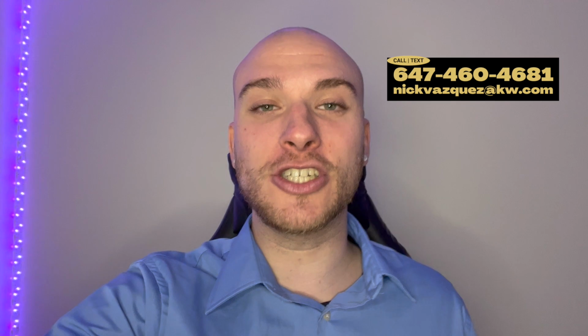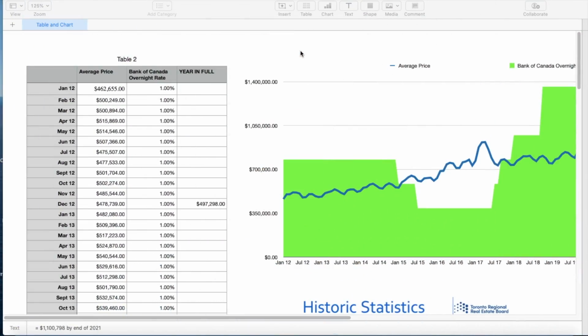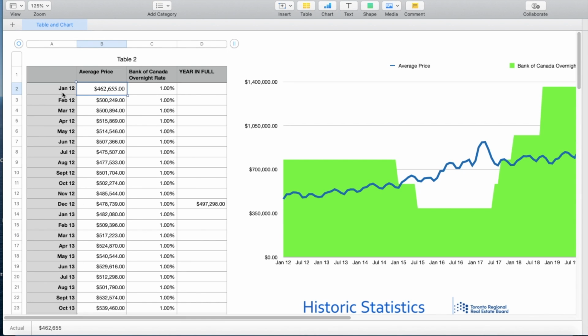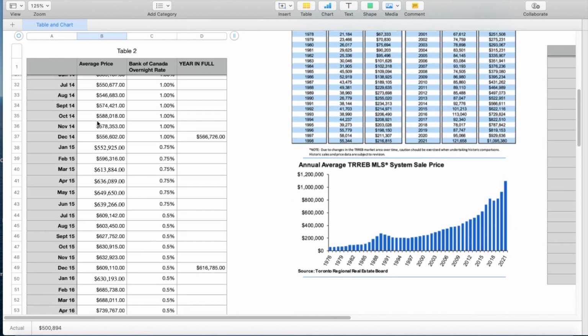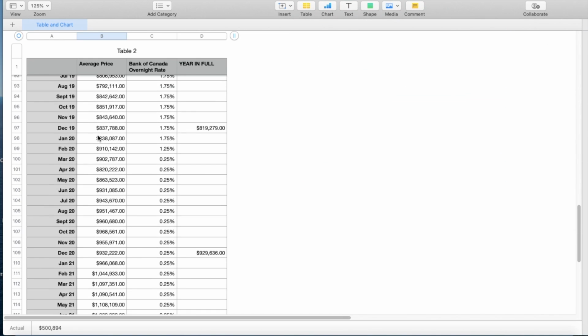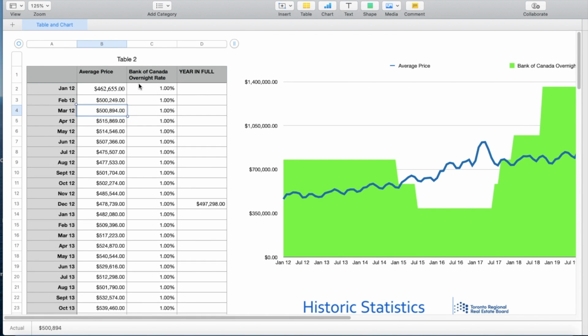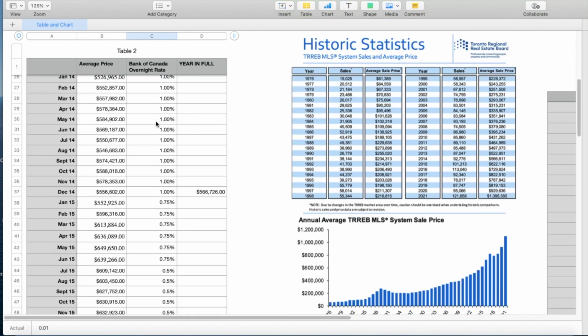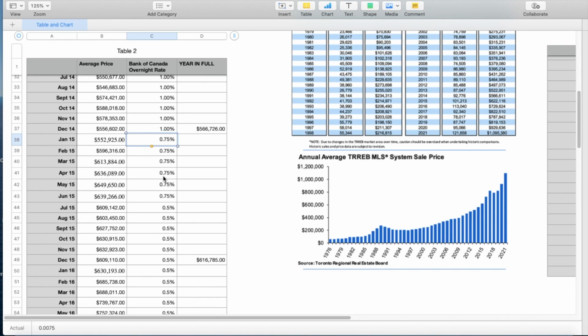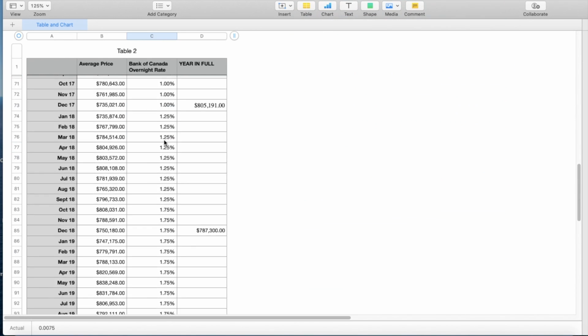Let's see how changes in interest rates impact the real estate market. All right, so jumping into this info here, what I've done on this chart on the left side is I've basically mapped out the average price in the GTA as a whole since January of 2012. Every single month, month to month, I've put the average selling price in the GTA as a whole all the way up until April of 2022, okay? Then in the next column, what I've done is mapped out the Bank of Canada overnight rate for each of the months as well. And then you could see when it started to change. So that's what I've mapped out there.